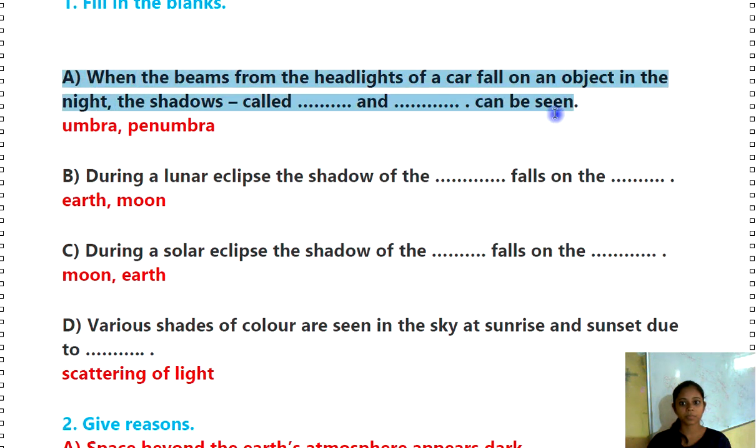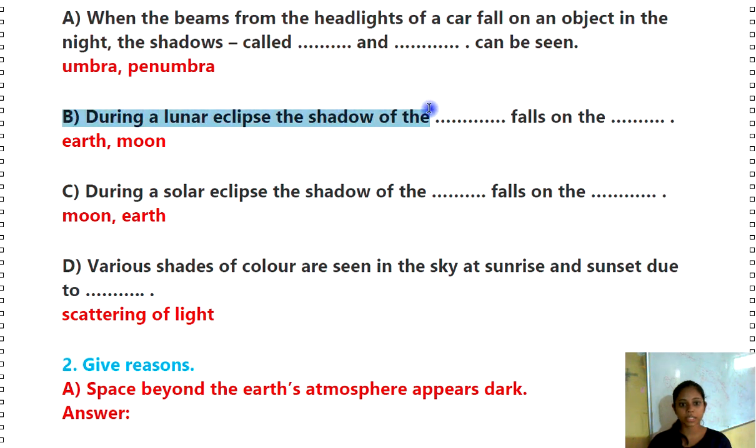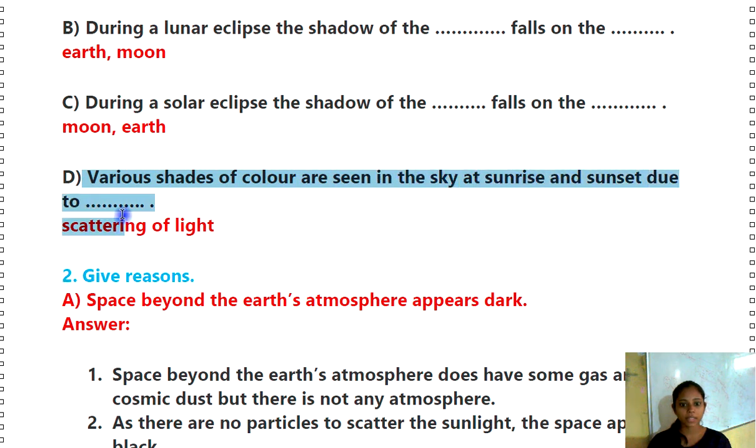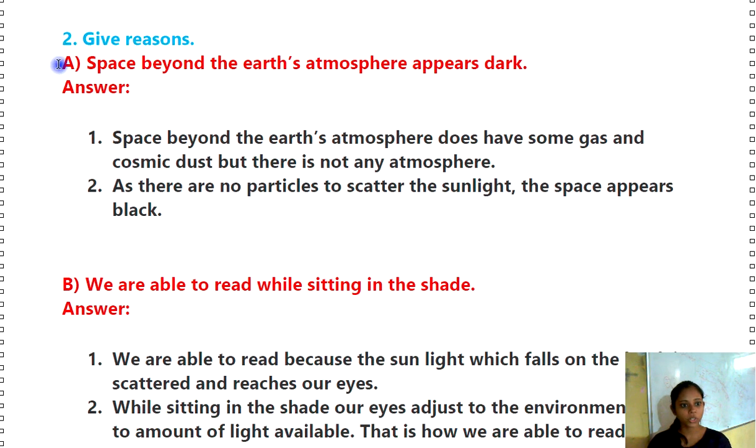First, when the beams from the headlights of a car fall on an object in the night, the shadows called umbra and penumbra can be seen. Second, during a lunar eclipse, the shadow of the earth falls on the moon. Third, during a solar eclipse, the shadow of the moon falls on the earth. Various shades of colors are seen in the sky at sunrise and sunset due to the scattering of light. Question 2, give the reasons.